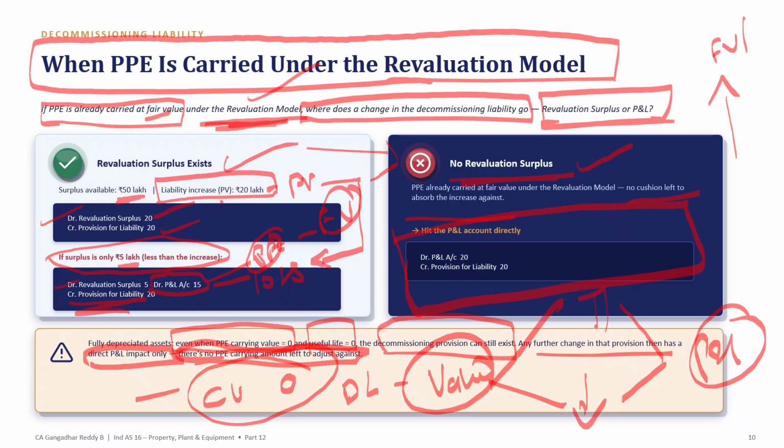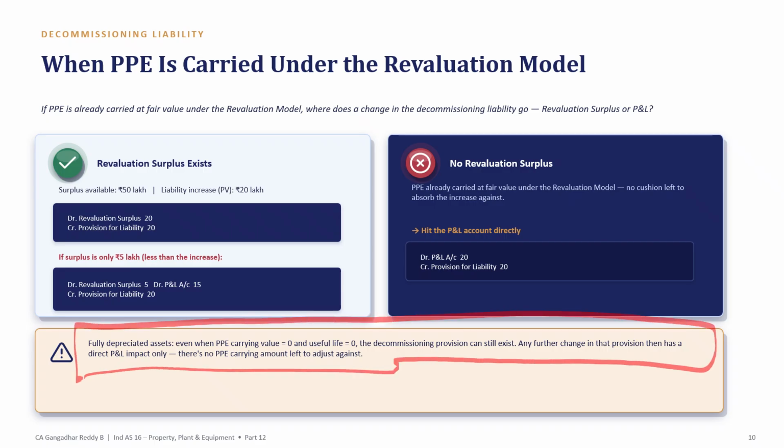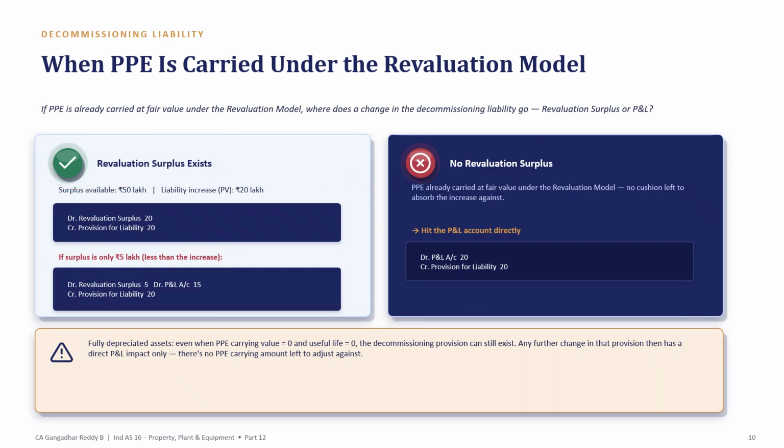Or in case the asset is fully depreciated and you are not using that asset, but you still have the liability under a constructive liability or legal liability. You still maintain that liability, but you should give the effect to the P&L account if you do not have a revaluation surplus, or there is only a small revaluation surplus. You can bring the P&L account concept into it. So I hope you understand.